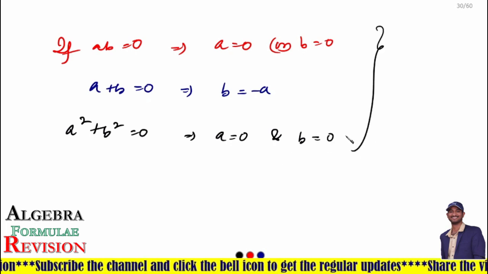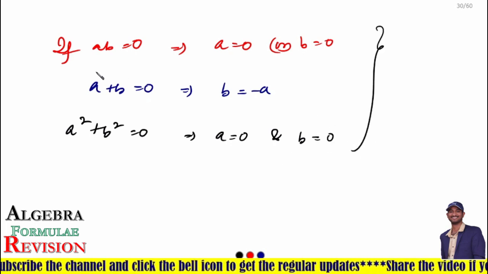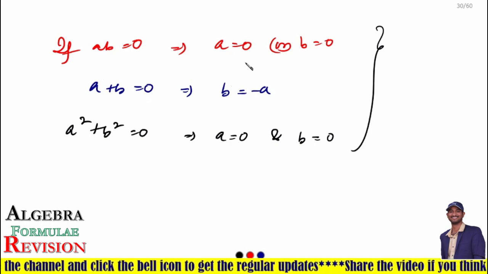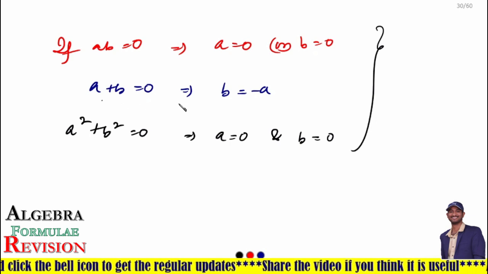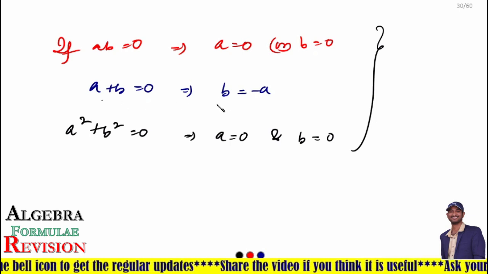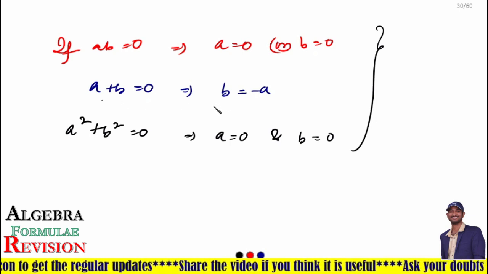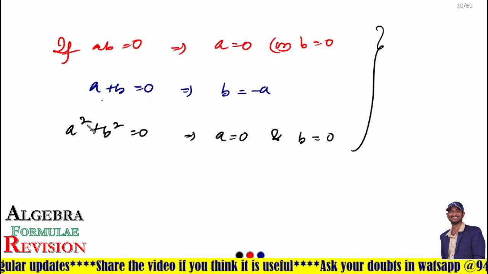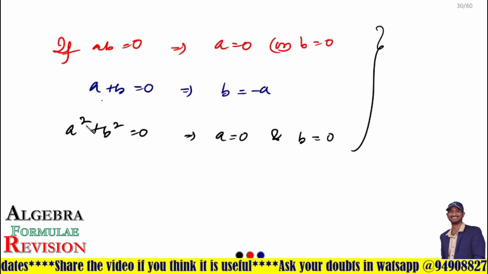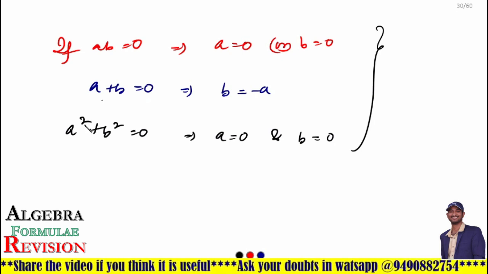Very nice models, these three. Whenever the product of the variables is 0, then either of the variables is 0. If the sum of the variables is 0, then one variable is equal to the negative of the other variable. If the sum of the squares of the variables is 0, then definitely both the variables should be 0. Is it clear? Very nicely.